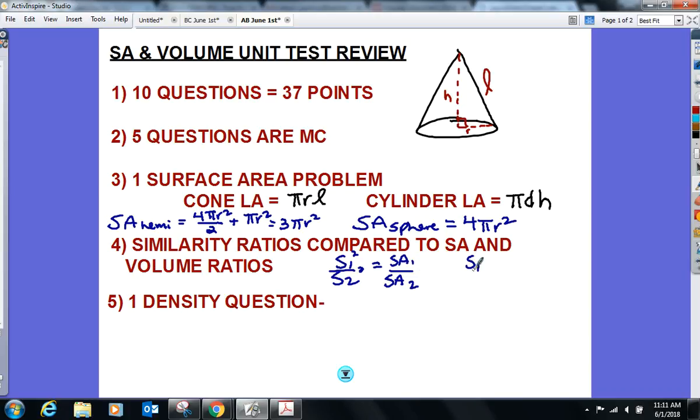And the similarity ratio cubed is equal to the volume. And I'll let you guys know because I want you to be prepared for it. And if you want to prepare for it, go for it. The question I have on there is very much like the two questions we did yesterday in the notes where I gave you surface area, volume of one, find the volume of the other. Okay? So something similar to that. No pun intended.